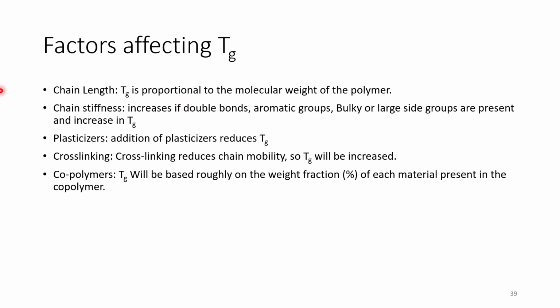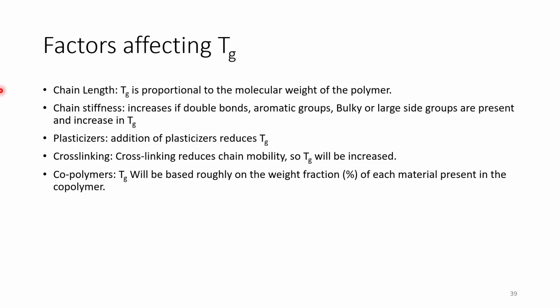Now, factors affecting glass transition temperature. First is chain length. If chain length is higher, Tg is proportional to the molecular weight of the polymer. So as chain length increases, molecular weight will also increase and Tg will increase.